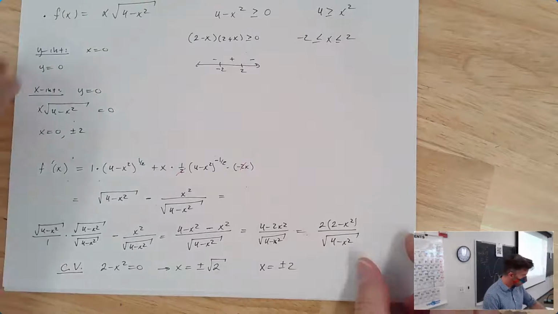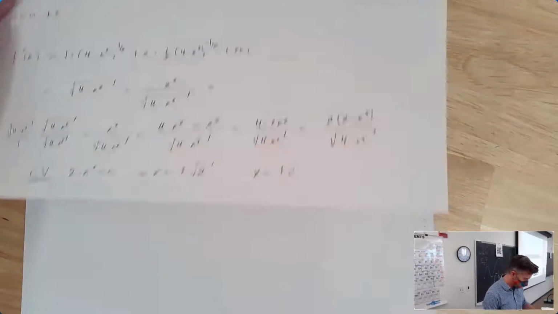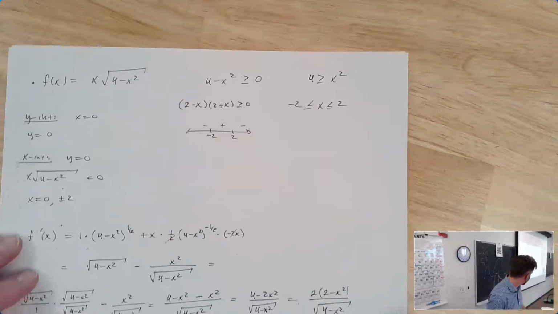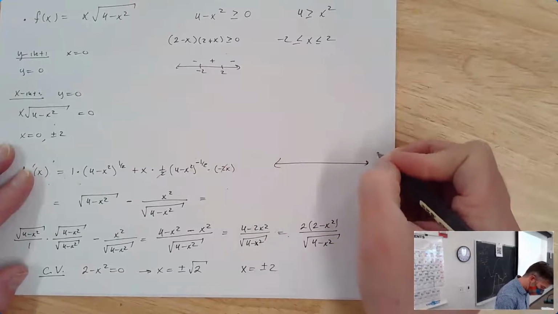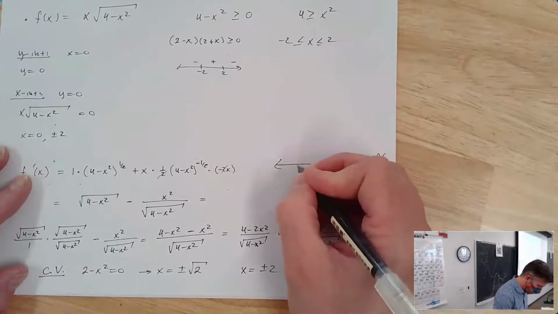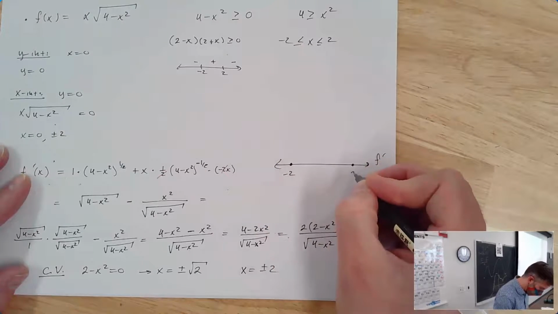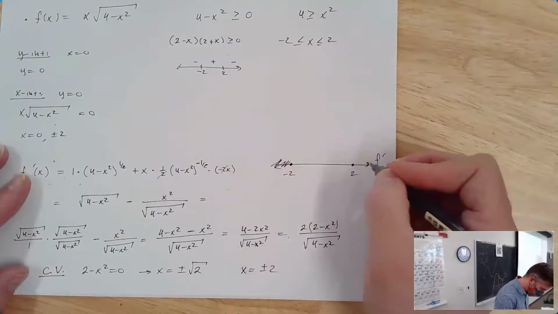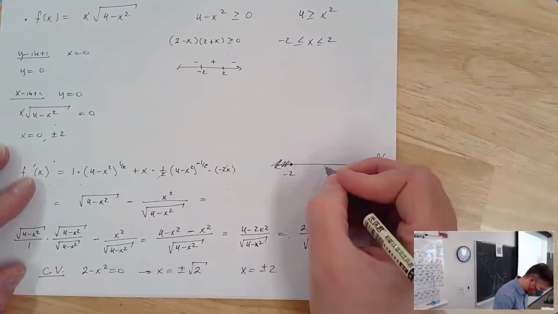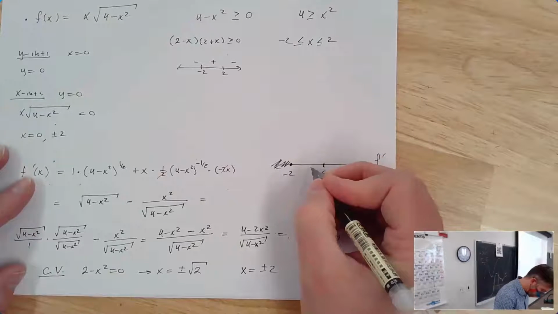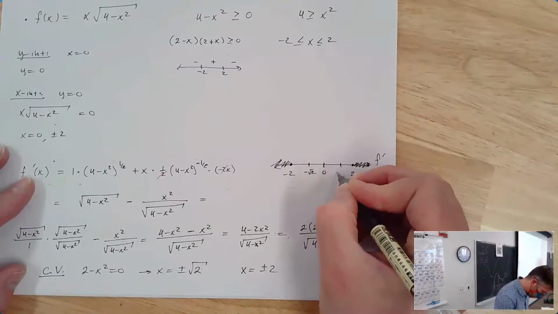All right. Continuing on, we should make our first derivative sign chart. Let's go over here for that. Now we are limited, right? We can't go beyond -2 and 2. So we should not even think about anything out here or anything out here. But then we also have 0 and plus or minus root 2. So there's 0, there's minus root 2, there's plus root 2.